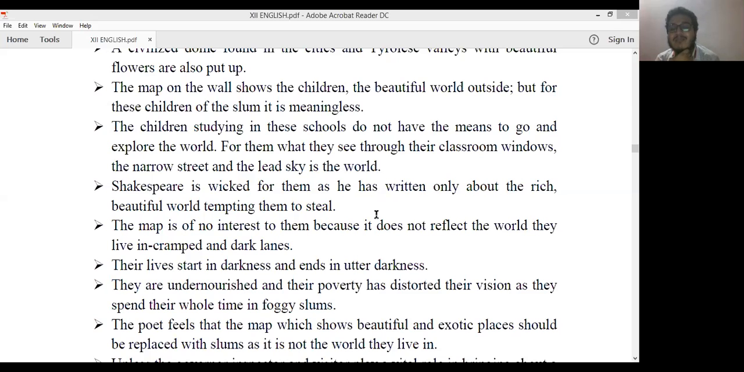Beautiful world tempting them to steal. This beautiful world attracts them with what they don't have in their reality. So that condition ends with what? Stealing, the process of stealing to get rid of their condition by any means. So that is the end of these people.